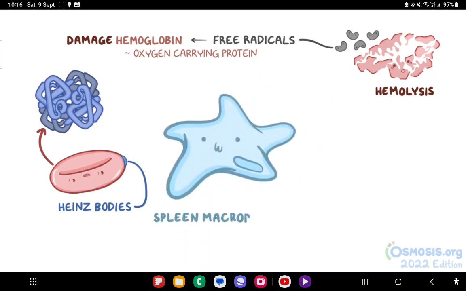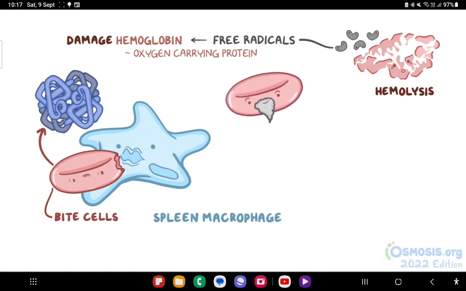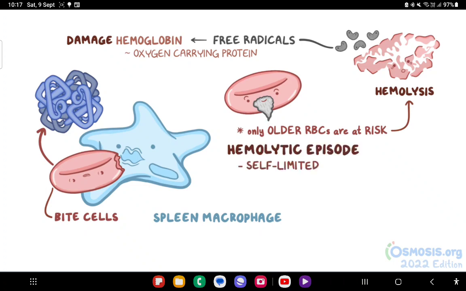The spleen macrophages, that are responsible for eating up old or abnormal red blood cells, notice these Heinz bodies and try to remove them by taking a bite out of the cell, leaving these red blood cells partially devoured, so we call them bite cells. Now, the good news is that only older red blood cells are at risk for lysis, and the hemolytic episode is self-limited, as hemolysis stops when only younger red blood cells remain.